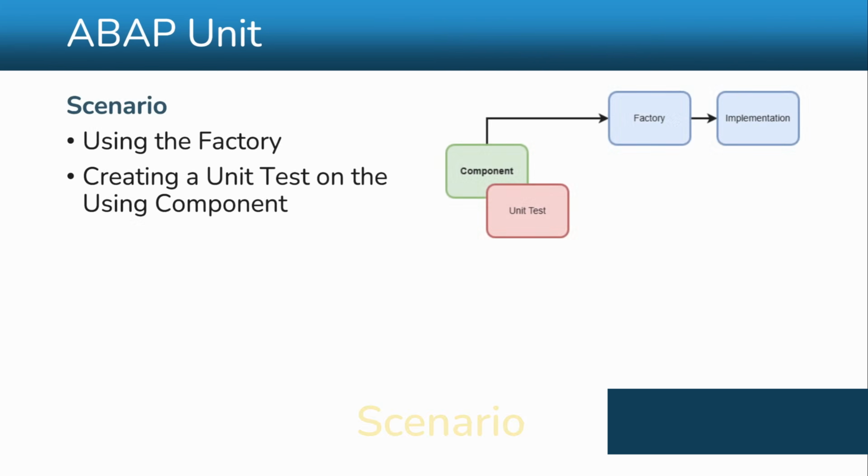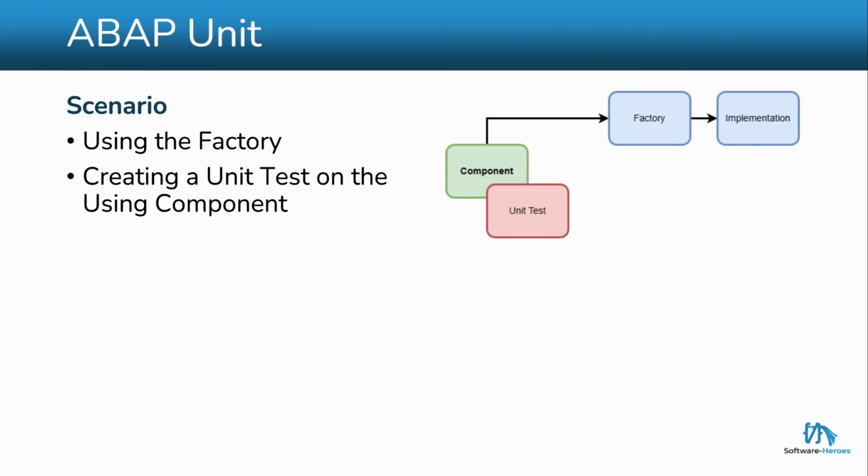Let's take a closer look at a scenario. In this case, we use the generated factory with the corresponding implementation, as we built it in our previous exercise. We then implement a new component that uses the factory, that is, our actual implementation, and want to write a unit test based on this new component. This simulates exactly the behavior when we provide our colleagues with a corresponding API that they can use in their own applications, while simultaneously ensuring that our components remain testable in isolation.